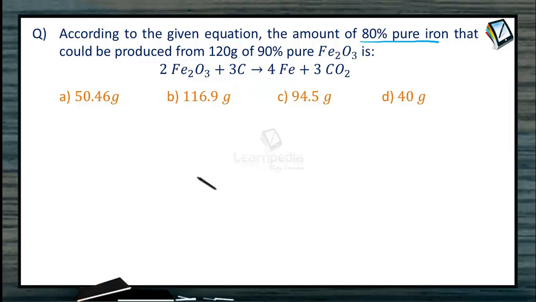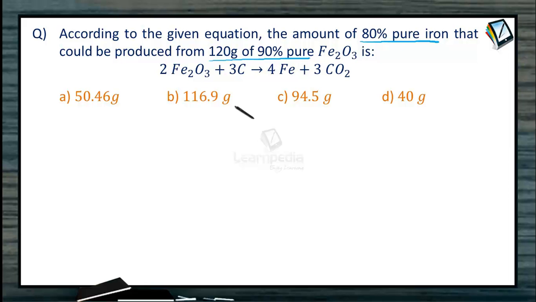The advantage here is that, given the equation, we need to find the amount of 80% pure iron that could be produced from 120 grams of 90% pure ferric oxide, and the equation is given like this. So whenever 120 grams of 90% pure Fe2O3 is utilized according to this equation, how much quantity of iron is produced which is 80% pure? First, as both the compounds are not 100% pure, we need to do that calculation separately.